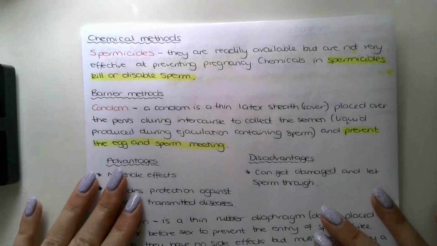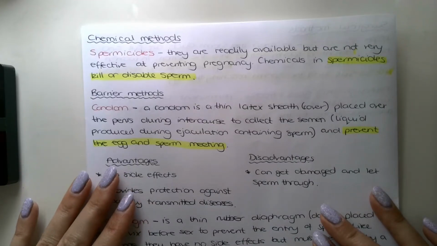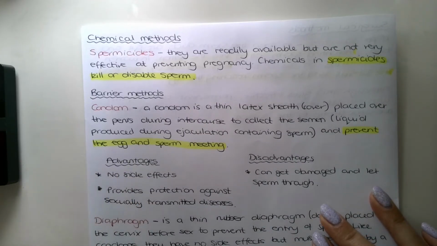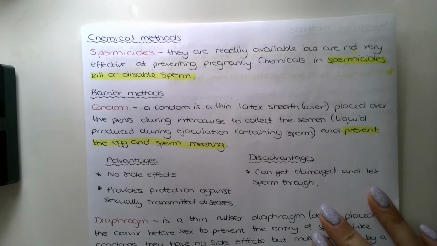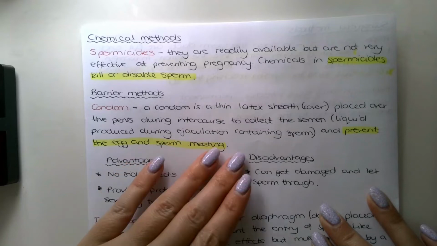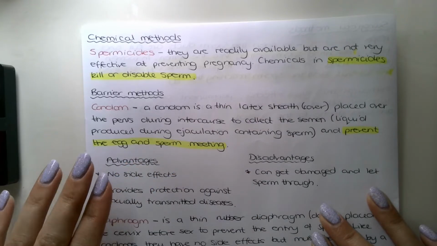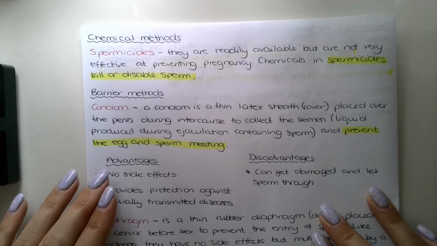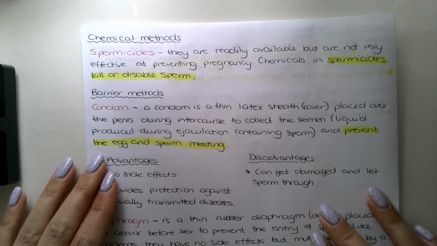Talking about some different methods now. There's the chemical method. Spermicides are readily available but not very effective at preventing pregnancy. Chemicals in spermicides kill or disable the sperm. If the sperm can't swim or are killed, they're not going to fertilise the egg, but it's not a very reliable method. Another common method is the condom. A condom is a thin latex sheath, a cover that is placed over the penis during intercourse to collect the semen. Semen is the liquid produced during ejaculation containing the sperm, and if this is caught in the condom, it prevents the egg and the sperm meeting, therefore preventing fertilisation.